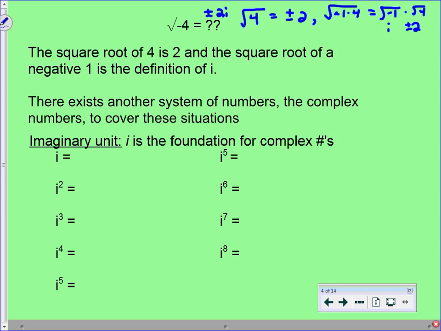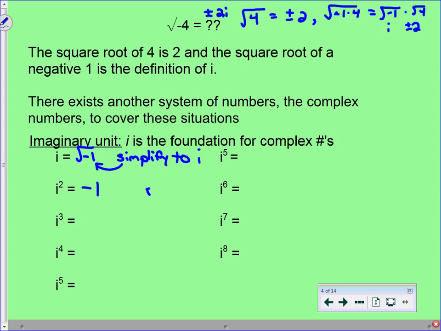Based on the definition, we technically know what i is equal to. We know that i is equal to the square root of -1. And if we ever get this, we know we can simplify this to just a regular i. Well, what happens if you square i? So take the square root of -1, and you square that. Well, this is giving you just a -1.